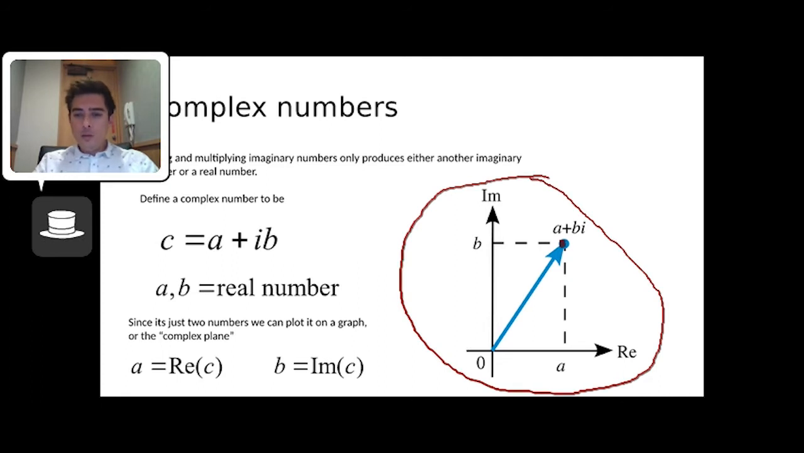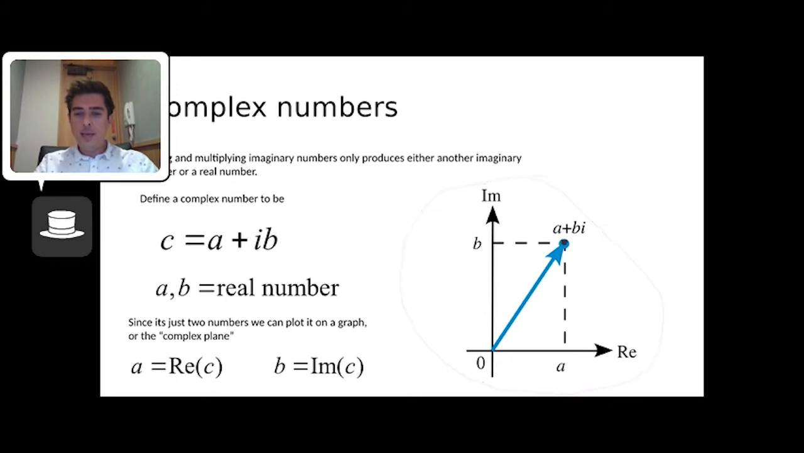So here's our number a plus bi, and in terms of the graph, we plot it so that the x coordinate has a value a, and then the y coordinate has a value b. Okay, so this is just a way to visualize our complex number, and you can imagine all the possible complex numbers being somewhere on this plane here.